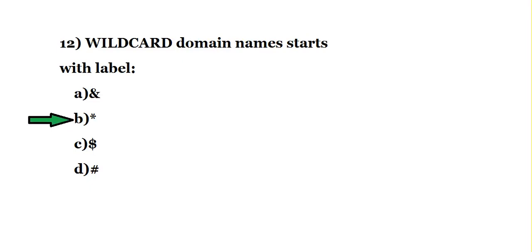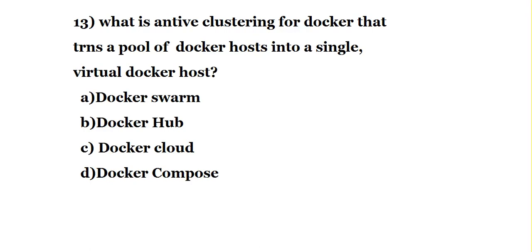So the next question is, what is the native clustering for Docker that turns a pool of Docker hosts into a single virtual Docker host? Option A, Docker Swarm is the answer. It's not Docker Hub, it's not Docker Cloud, it's not Docker Compose. We know that Swarm is the native cluster.